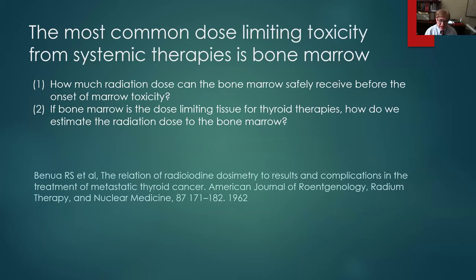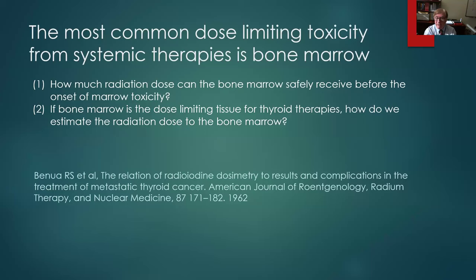The principal dose-limiting toxicity for practically all systemic therapies is bone marrow. How much radiation dose can the bone marrow safely receive before the onset of marrow toxicity, and how can we measure it? After World War II, scientists were very interested in knowing what the lethal dose 50, the LD50, was for total body irradiation because, of course, of the risk of nuclear war. And based upon the limited data that they had from the atomic bomb survivors, they estimated that the LD50 was about 4.5 gray, and that's a number that we typically use today.